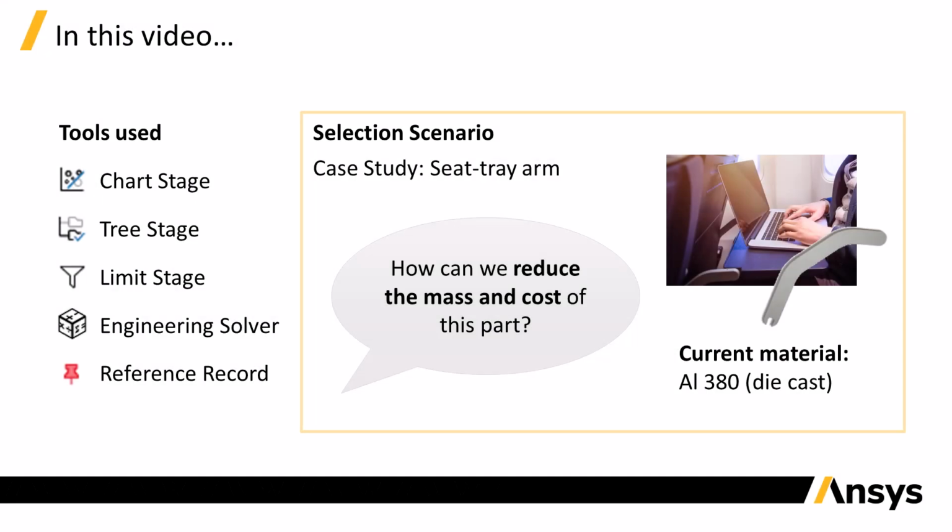In this video, you will see an example of material selection to enhance performance. This tray arm from a passenger aircraft seat is currently made from cast aluminum A380. There is an industry-wide initiative to save weight. We want to make a lighter part to the same design. Can we use a polymer to replace the aluminum?